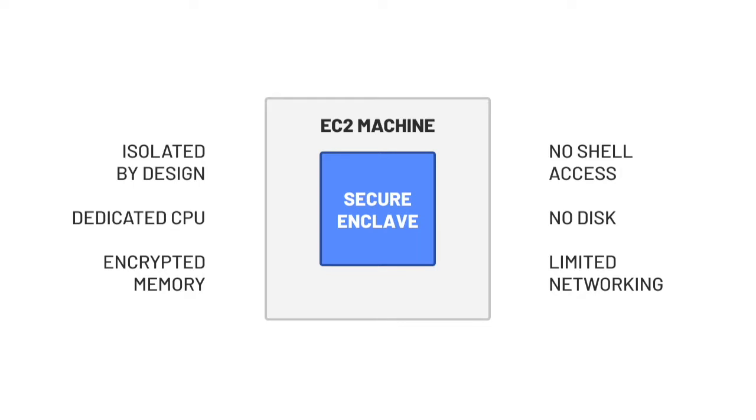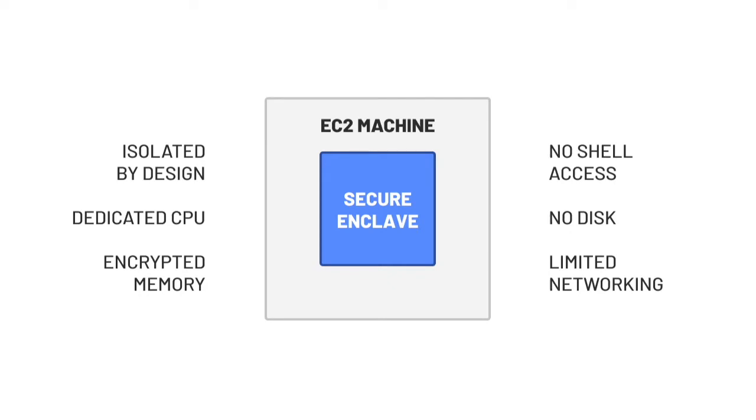And a secure enclave is a really isolated set of a server, in this case an EC2 machine, and we're going to look at a Nitro Enclave. And it's extremely isolated by design. So it's got a dedicated set of CPUs, so you're protected against speculative execution attacks. It's got a contiguous encrypted set of memory. And then the machine that's running doesn't really look like anything you're used to. There's no shell access, there's no disk, there's very limited networking.